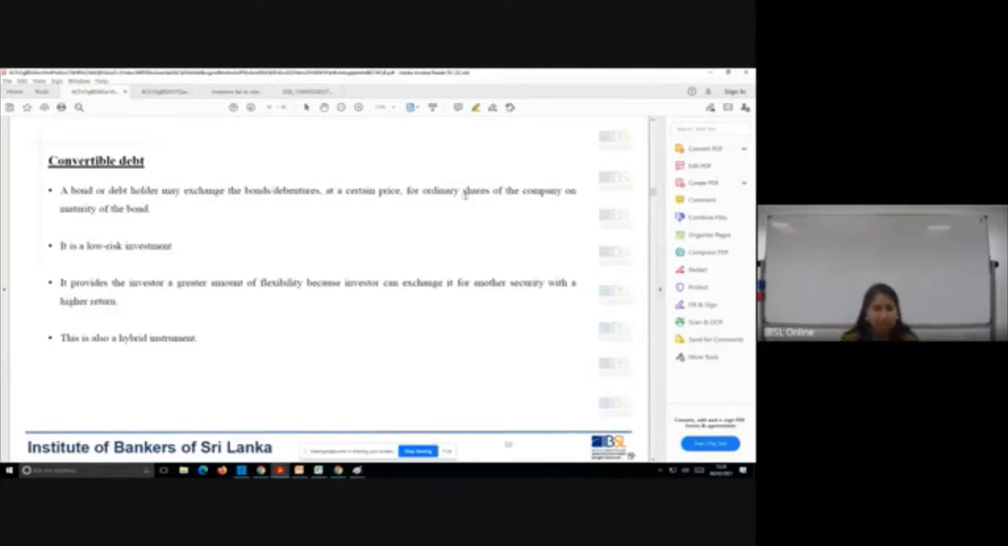Now, when that happens, the investor has the option to either take the money at maturity in that form, or subscribe to the ordinary shares of the company on maturity. So if I am the debt holder, I now have the option to either instantly take the money I invested in the debt instrument, or reinvest that amount in the shares of the company and get a higher return. That option is provided to the debt holder.